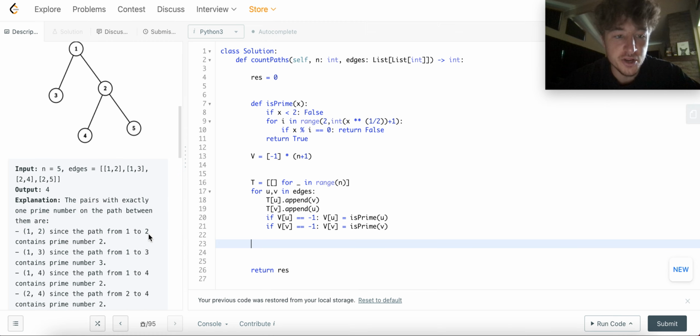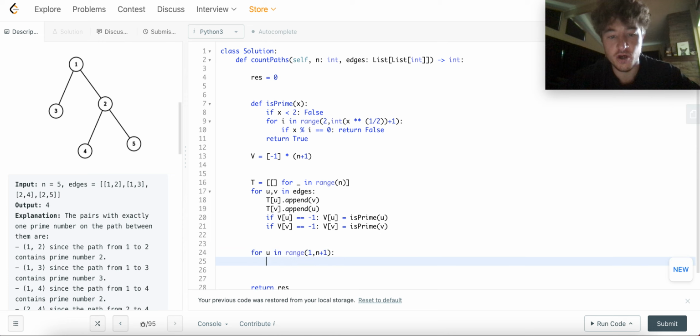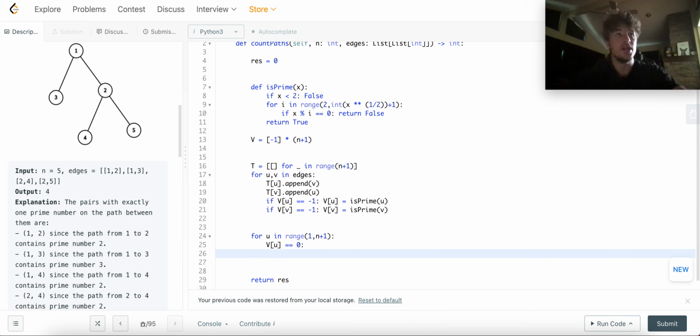Now the next thing we need to do is look at all the values, right? So we're going to look at all the nodes u in range 1 to n plus 1. This should be n plus 1. And what we need to do is find out, okay, if this thing is not a prime, so the value of u equals 0, we need to look at all the bundles and figure out how many values are in this system, right?